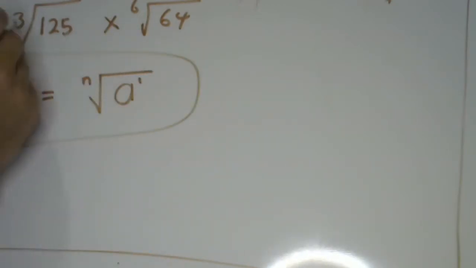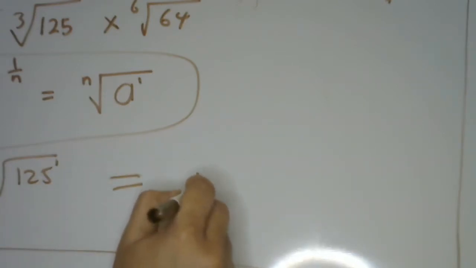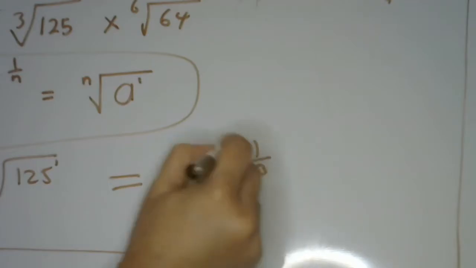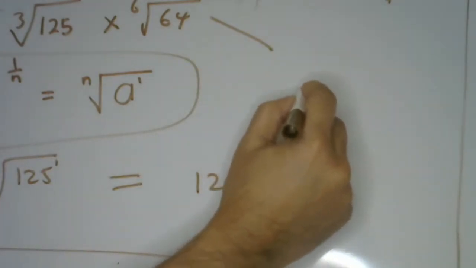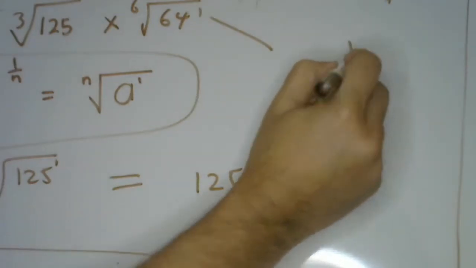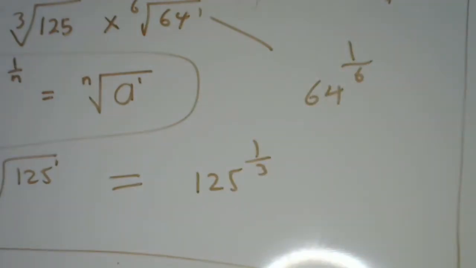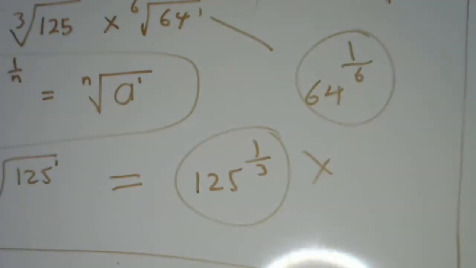So for example, the cube root of 125 is like 125 to the 1 power, so I'll convert this to 125 to the 1/3. And this here is going to become 64 to the 1/6. So the question is now reduced to this times this. Let's try to work that now.